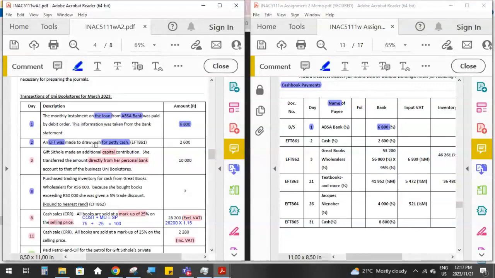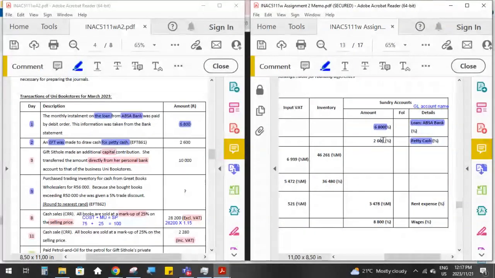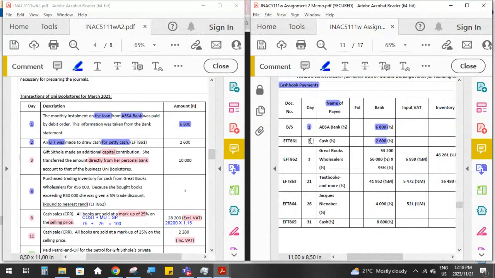We go to the bank. We ask them for 2,600 Rand in rands and cents, coins and notes. And we take it back to our business and we put that 2,600 coins and notes into the petty cash tin. So our bank account is being credited with 2,600 Rand and our petty cash is being debited with 2,600 Rand. The name of the payee that we use when it's a cash payment that we're making is we just put the word cash. I did accept it if the students wrote petty cash there as well.